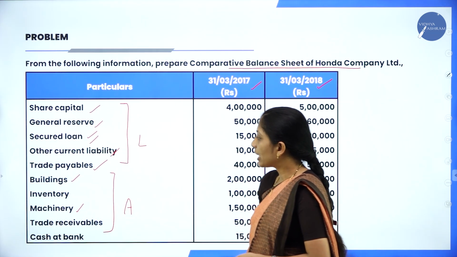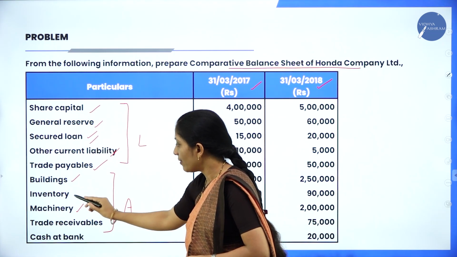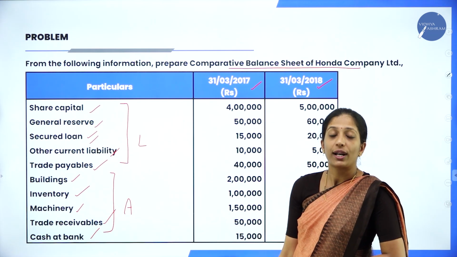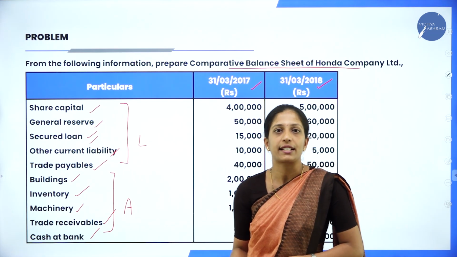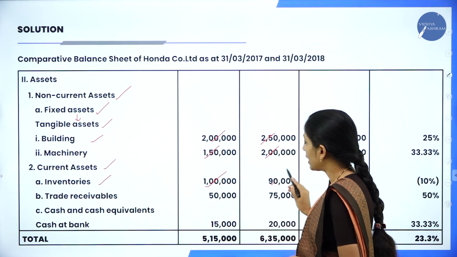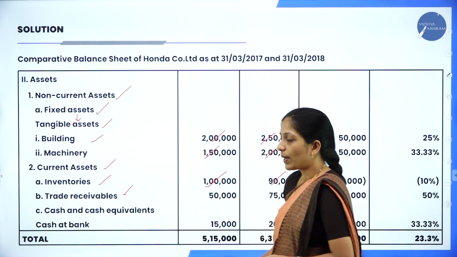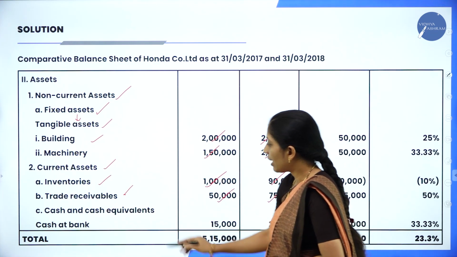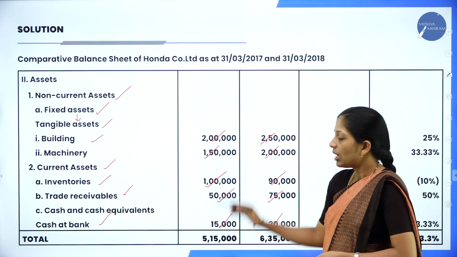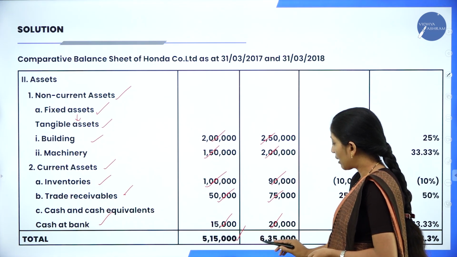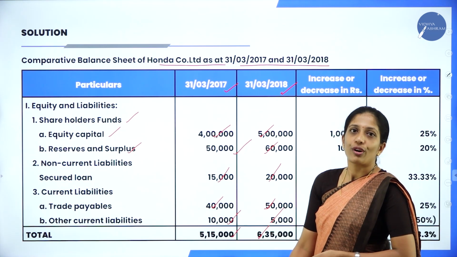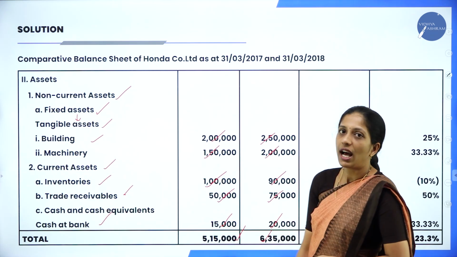Next, we have current assets. So, what are the current assets we have? Inventories, trade receivables, cash at bank. Cash at bank can be shown under cash and cash equivalents, or you can write it directly also. Under current assets we have inventories 1 lakh and 90,000. Then trade receivables 50,000 and 75,000. Under cash and cash equivalents, you can write cash at bank 15,000 and 20,000. If you total only the liabilities, you will get 5 lakh 15,000 and 6 lakh 35,000, which is equal to the total of assets.